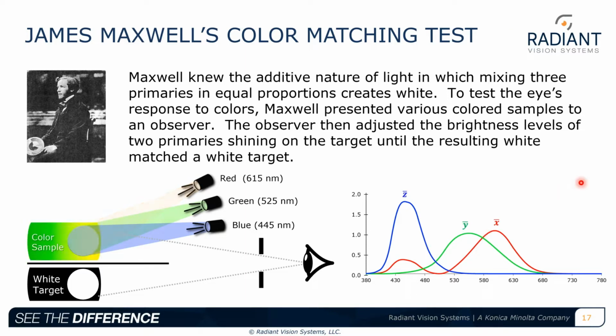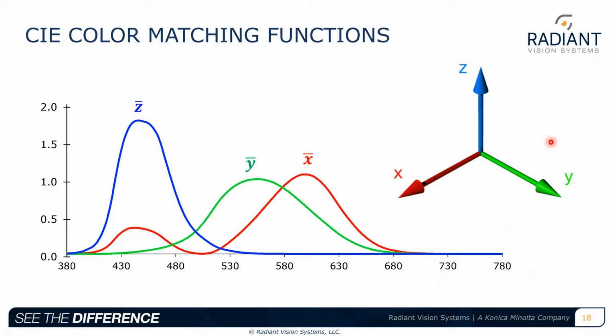So these were defined in the 1931 CIE body, which is a French body, so I won't try to pronounce what the acronym is. But from this, we get these curves. So again, just a little bit bigger here, we have X bar, Y bar, and Z bar, and this is the basis for the technology used in colorimetry.